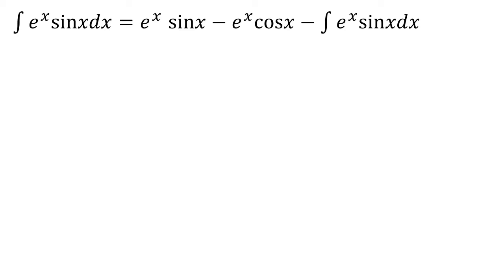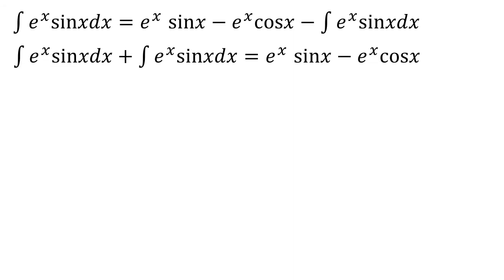Okay? So now, if you encounter something like this, let's say you have obtained a result similar to our given, we can apply our algebraic skills. We can simply transpose this to the other side of the equation. Since it is negative integral of e to the x sine x dx, when transposed to the other side of the equation, it will become plus the integral of e to the x sine x dx. So now we're going to have the integral of e to the x sine x dx plus the integral of e to the x sine x dx equals e to the x sine x minus e to the x cosine x. So I hope you can still follow.